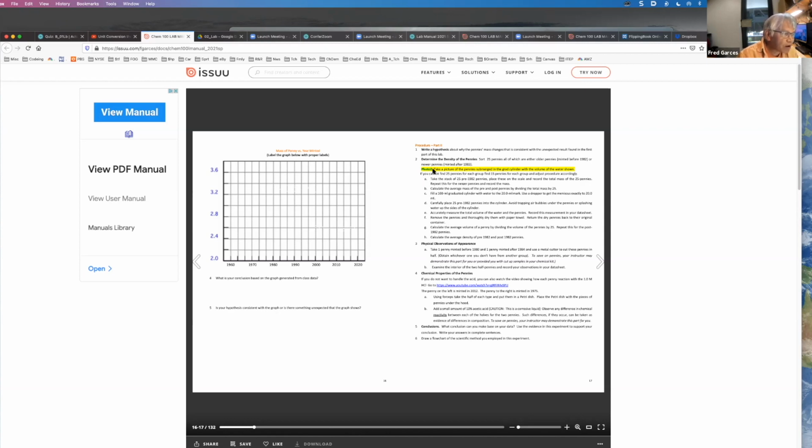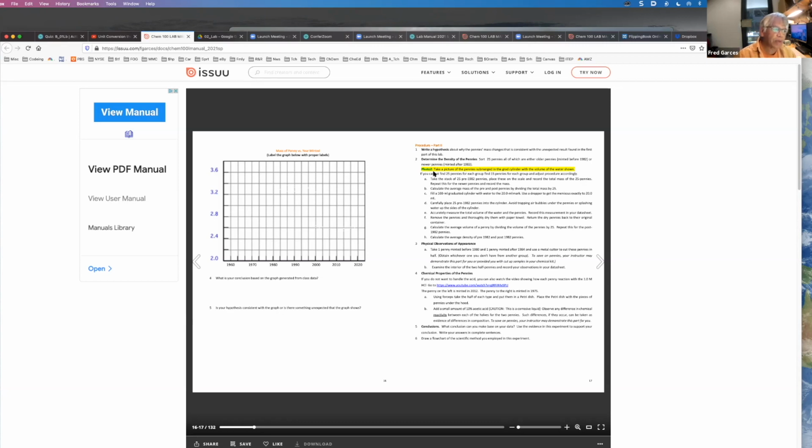So the second part of this lab will require you to find more pennies, at least 10. If you can't find 25, at least 10 old ones and 10 new ones. That's a good sampling, okay? At least 10. And the common mistake that you will make is thinking that the density of the 10 pennies is the density of 1 penny, or vice versa, okay?